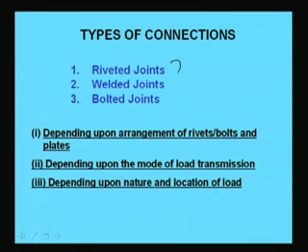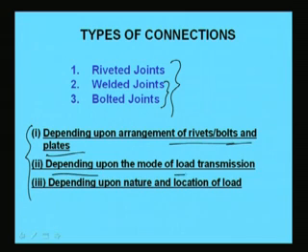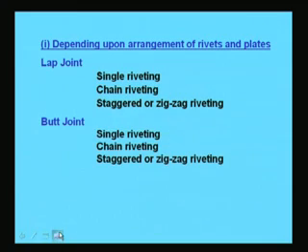So first, riveted joints we will be discussing; the other two joints, welded joint and bolted joint, we will be discussing later. As we know, a riveted joint is permanent in nature, and this riveted joint can be classified into three categories. One is depending upon the arrangement of rivets or bolts and plates, then depending upon the mode of load transmission, and then depending upon the nature and location of load. These three categories were described in the last lecture, of which I am giving a short overview.